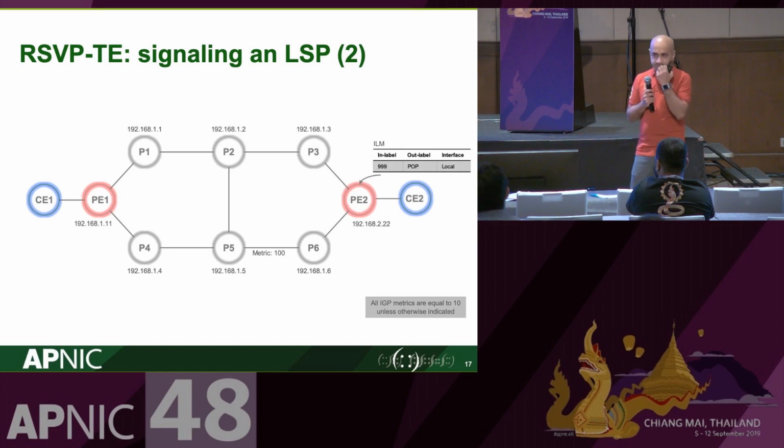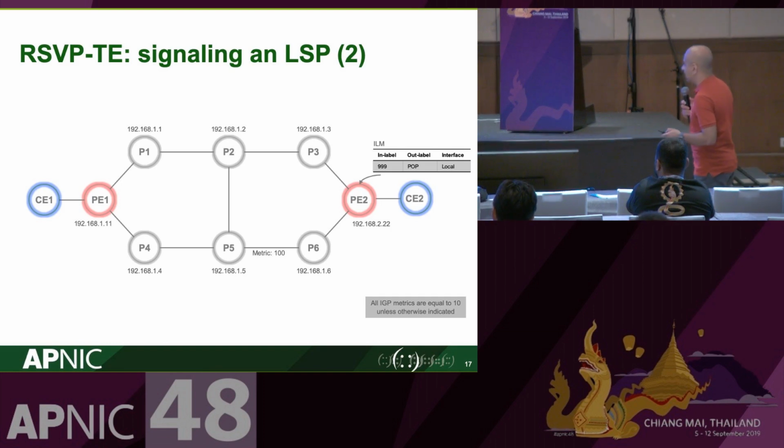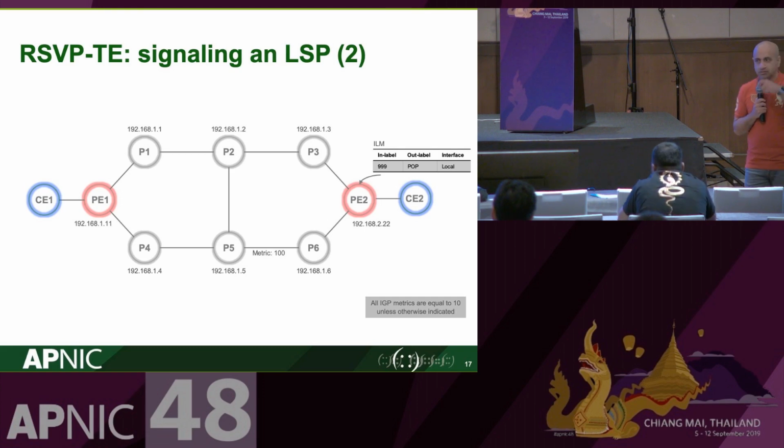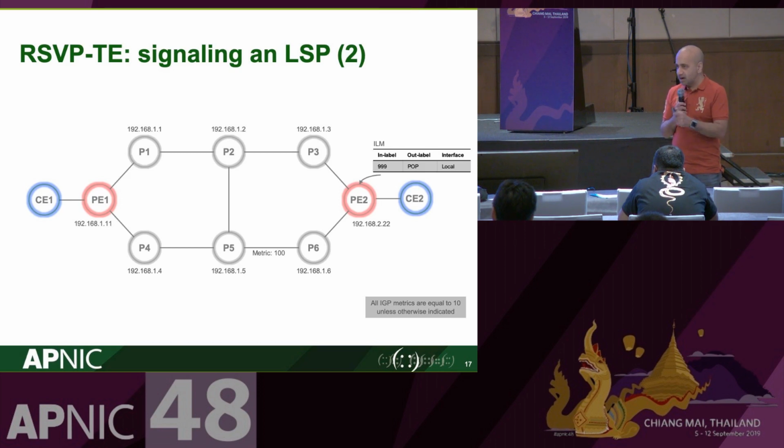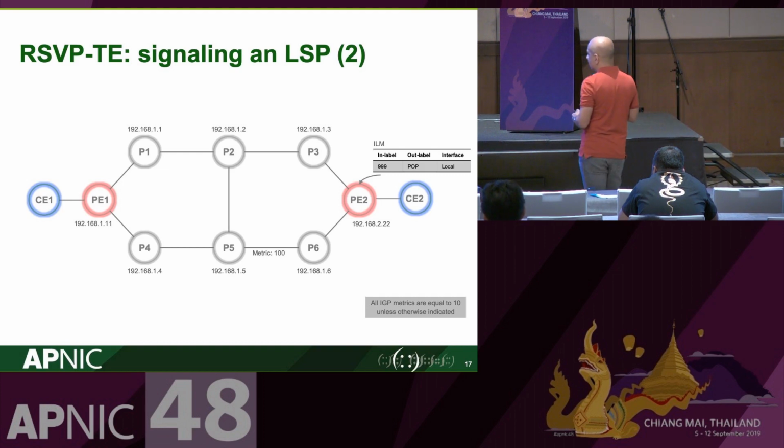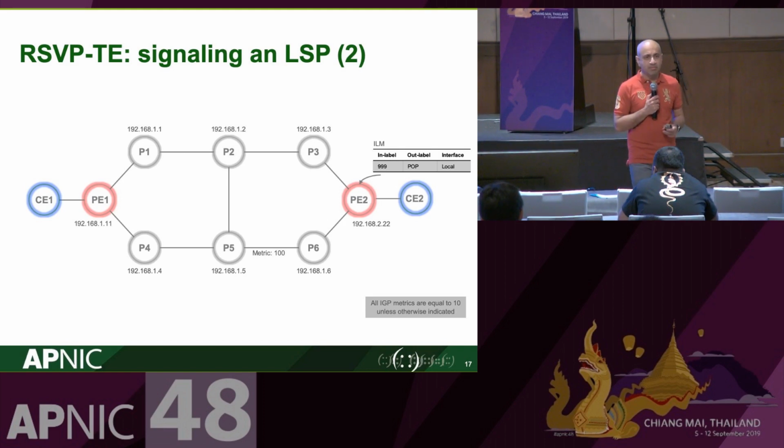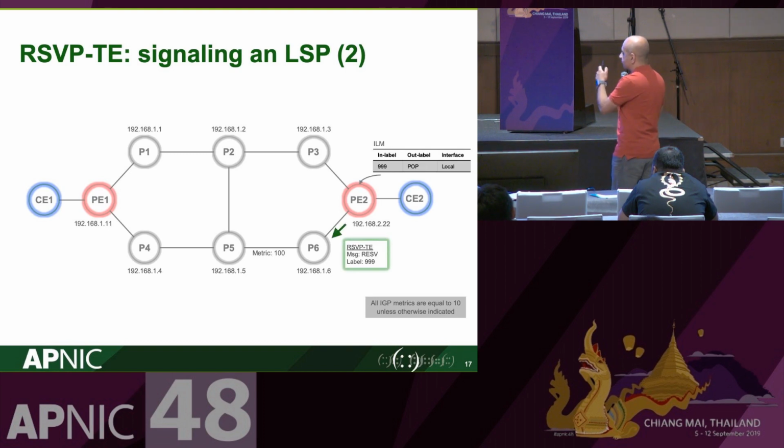PE2 then allocates a label. So nothing happened until this point. So PE2 allocates a label. It says label 999 for this tunnel. Now this tunnel is actually called an LSP, or a label switched path, because we're building a complete contiguous path from the head end to the tail end. Okay? So it allocates a label 999, and the operation it will perform if it gets a packet with a label of 999 is to pop it, right? Because it's the destination. It advertises it to router P6.